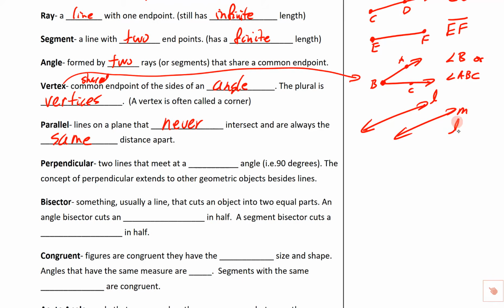We could denote it like this. We could say line L is parallel to line M. And then we could also put some little marks on here. If we put some arrows going the same direction, then that indicates on a diagram that those are parallel.